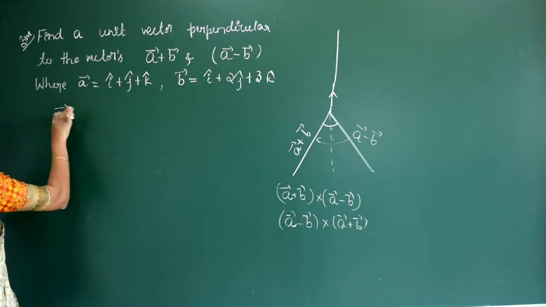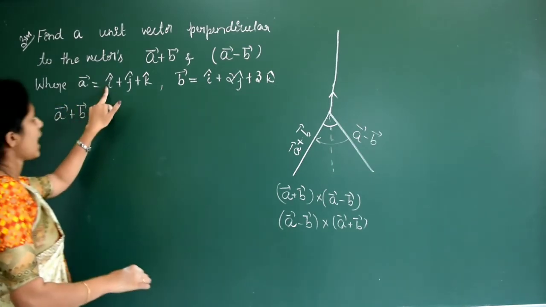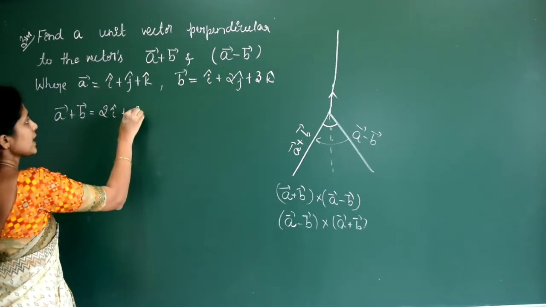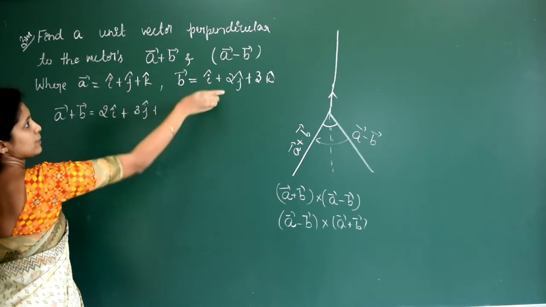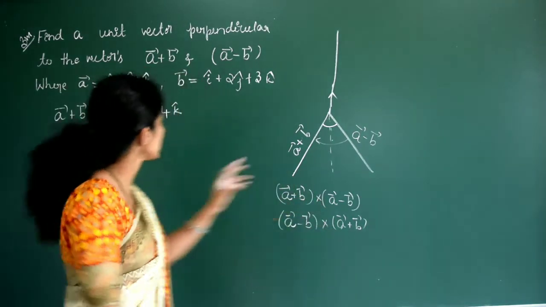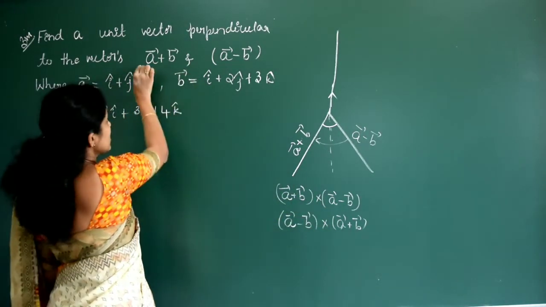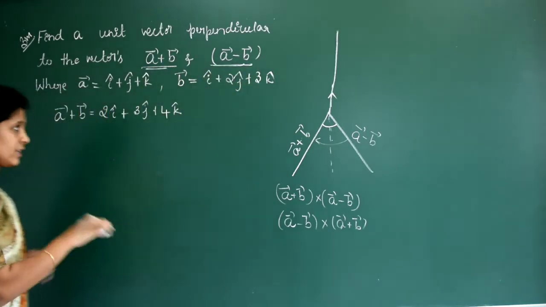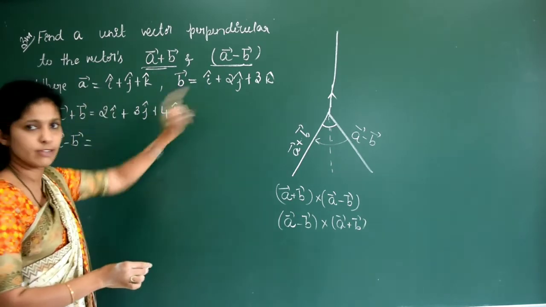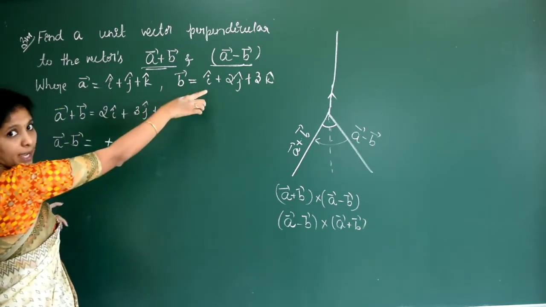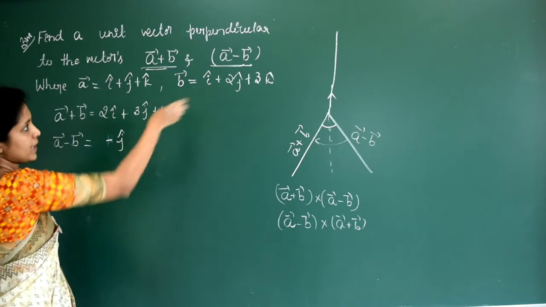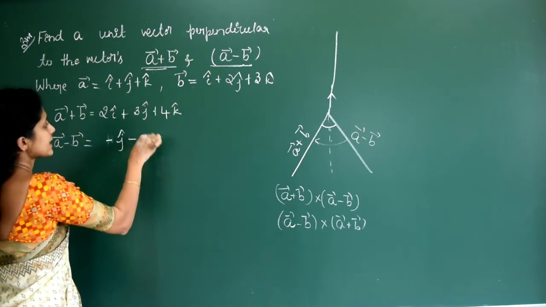I'll consider A vector plus B vector is equal to I cap plus I cap will be 2 I cap, and 1 plus 2 will be 3 j cap, plus 1 plus 3 will be 4 k cap. Is it clear? We are finding the unit vector perpendicular to these two vectors, right? Now we will find A vector minus B vector. This is equal to 0 I cap plus I minus 2j will be minus j cap, and plus 1 and minus 3 will be minus 2k cap, right?